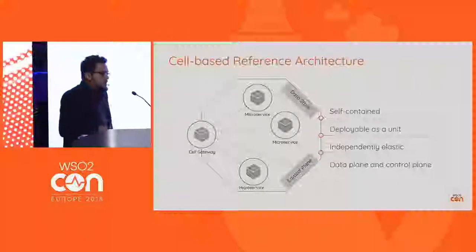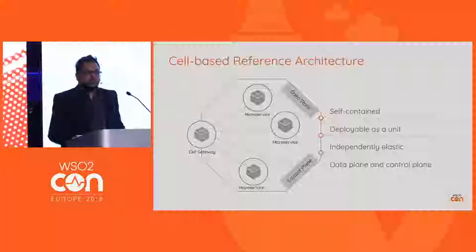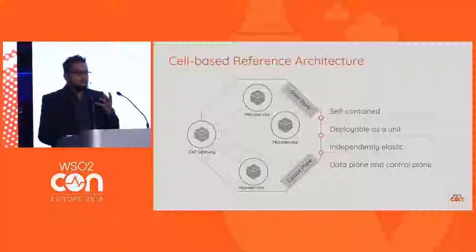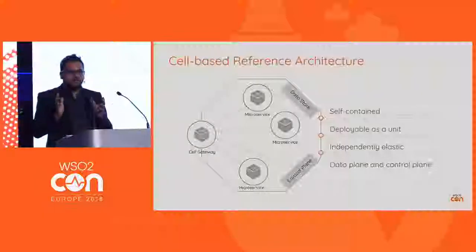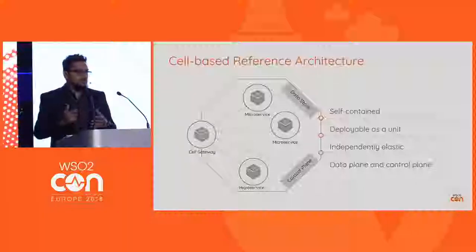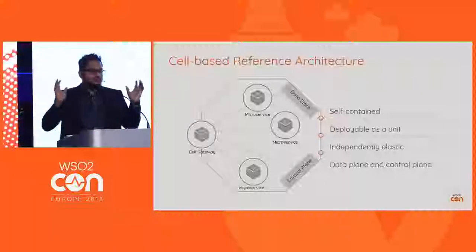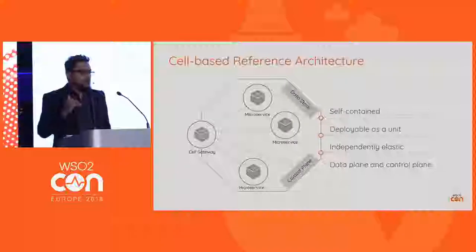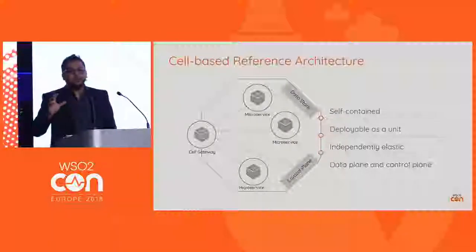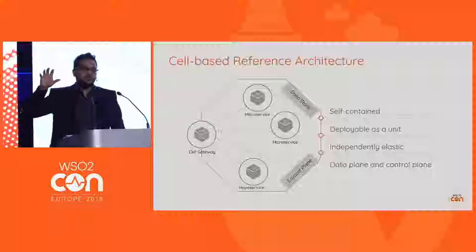So when it comes to the cell-based reference architecture, a cell is a self-contained unit. It's a grouping of certain stuff that are related, right? So a set of related components. These components can be microservices. They could have gateways. You could have your other data sources. So all these things are grouped together. As you can see, even at the cell level, we have a concept of a control plane and a data plane, right? And each of these cells is a single deployment unit, right?